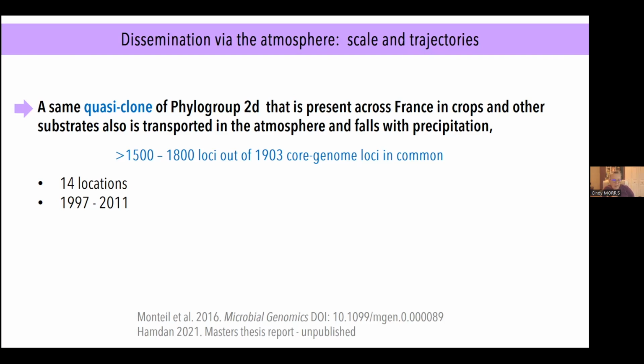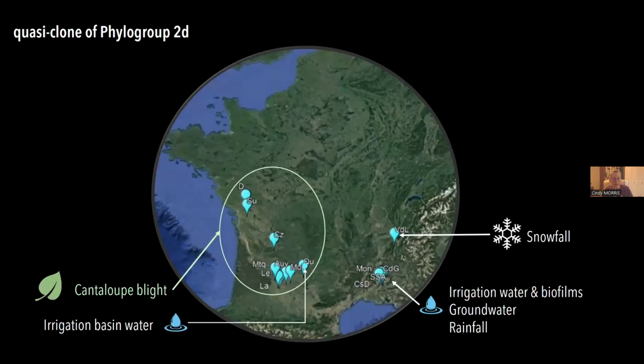So when I say quasi-clones, they were identical for about 1,500 to 1,800 loci out of the 1,900 loci in the core genome. And these were found at 14 locations at a whole bunch of different years. And so here's where they fell out. This is the example, this quasi-clone.